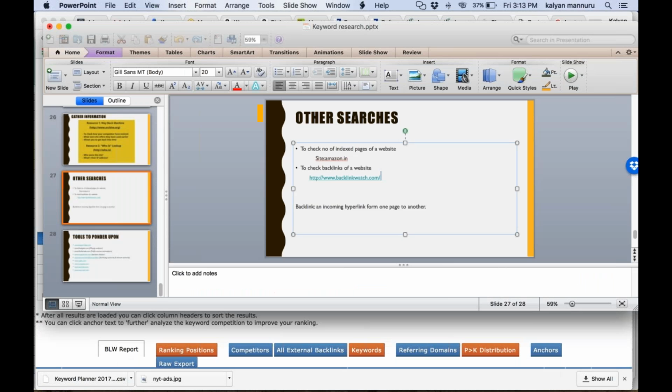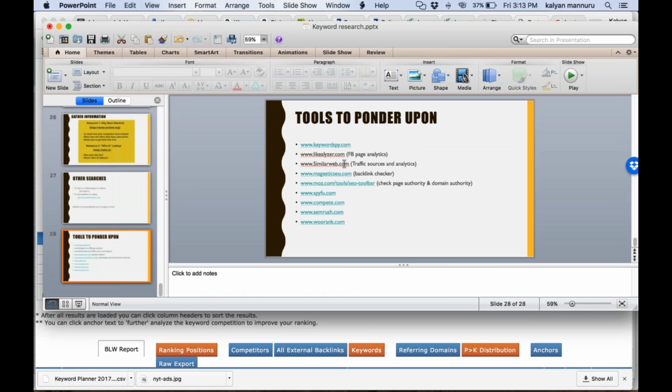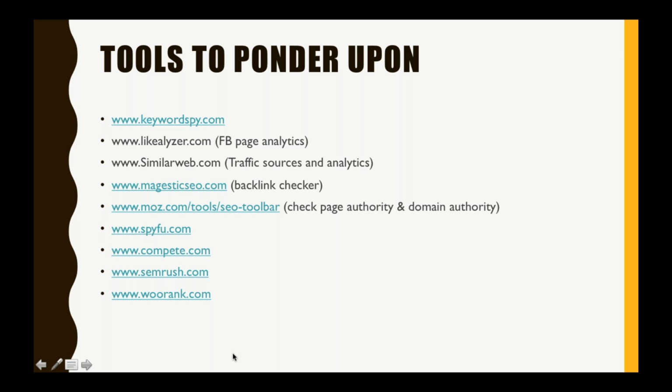Right, so these are a few tools that I can suggest, and there are more tools that you can refer to from the PPT that we are sharing with you. All similar tools like what we discussed. Keywordspy.com will give you more keyword suggestions apart from GKP, that is Google Keyword Planner. Likealizer.com helps you analyze your competitor's Facebook page. Similar web we already checked.